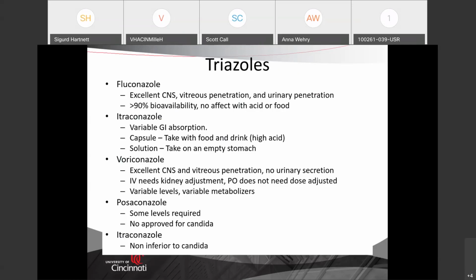For voriconazole, it has excellent CNS and vitreous penetration, but it is one of the only triazoles that has no urinary secretions, so it's not a good drug for things like pyelonephritis.